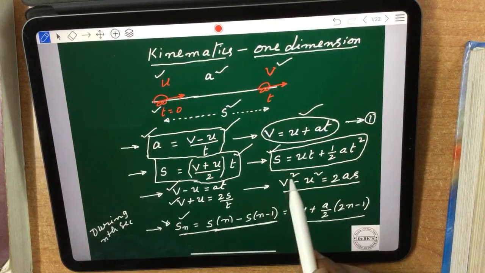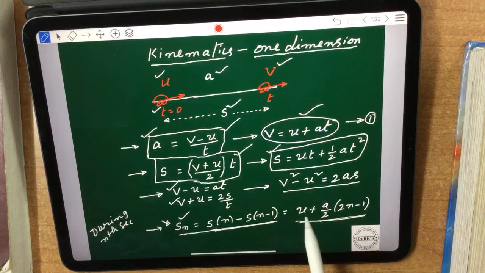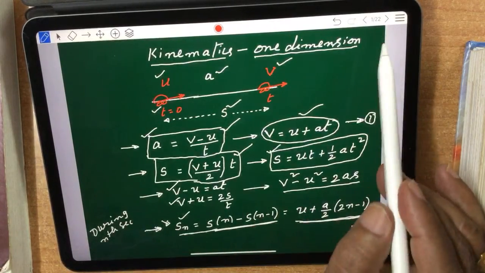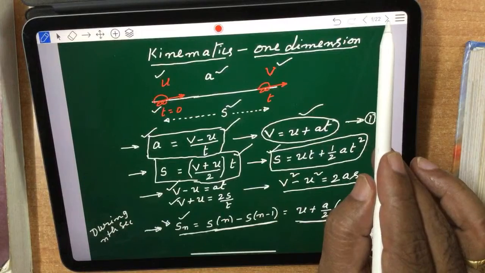If you apply s is equal to ut plus half at square, from that I get u plus a by 2 into 2n minus 1. This is a very important formula and a lot of problems we are going to solve based on this, especially freely falling body. So this is just the introduction of these four equations. Okay, fine, very good. Let us go to the next step.